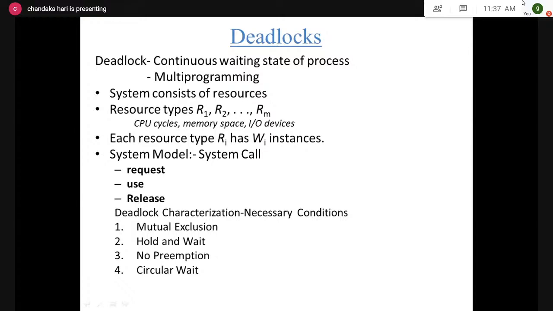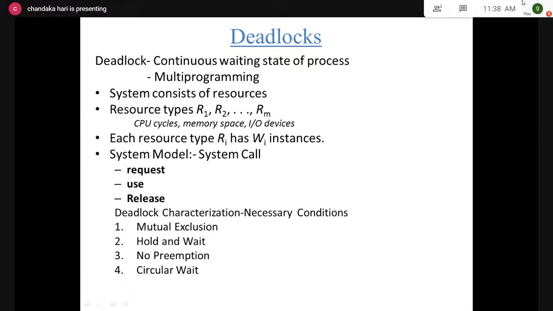Now, a non-shareable resource implies that the resource cannot be shared by more than one person at a time. That resource can be accessed by only one person at a time. Let us take an example. If one person is already using that non-shareable resource, and any other person tries to access that particular resource, he has to be kept waiting.